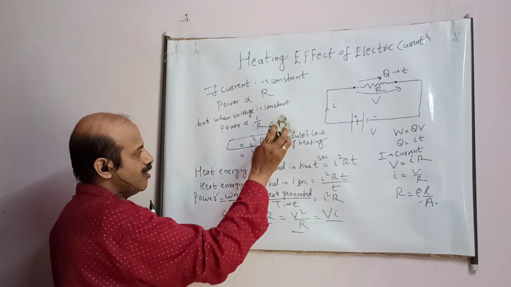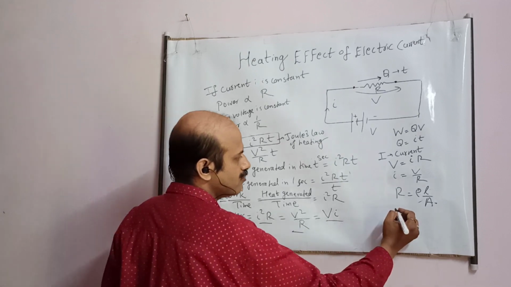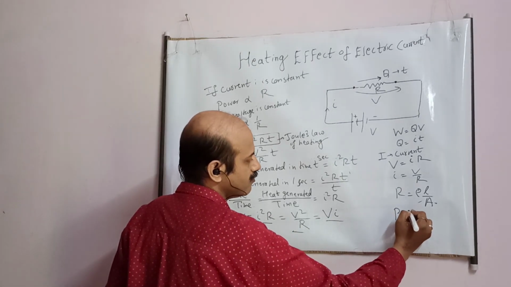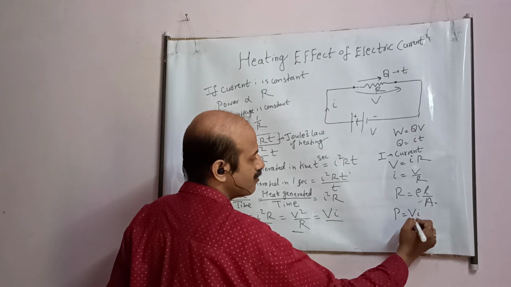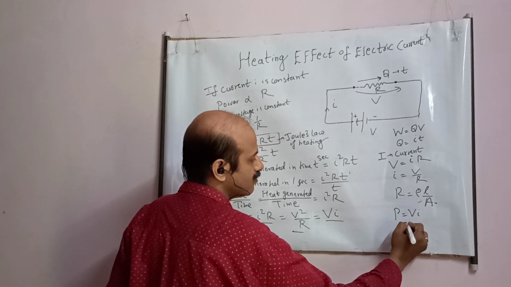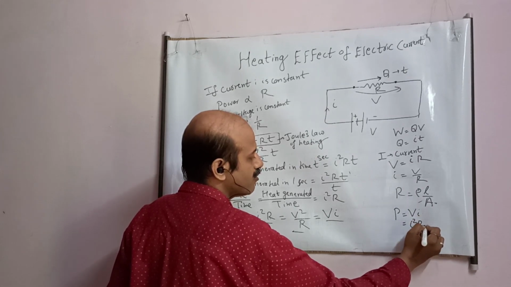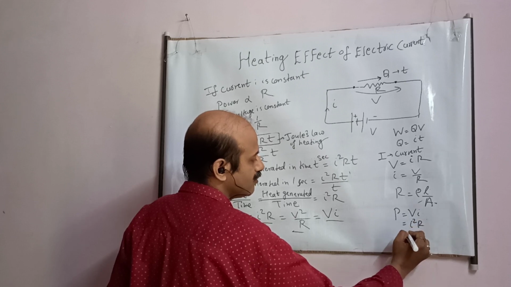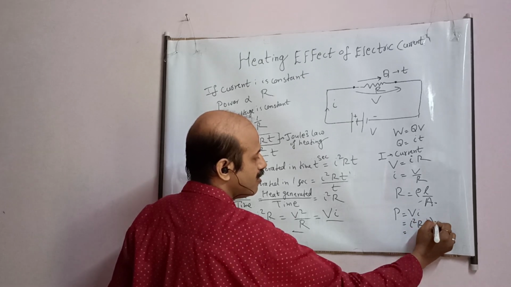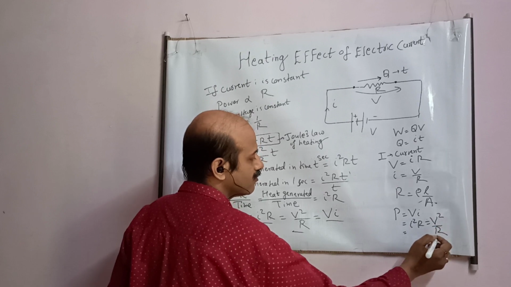So now, student, we have the formula for power also. VI, I square Rt, and also, student, V square by R.